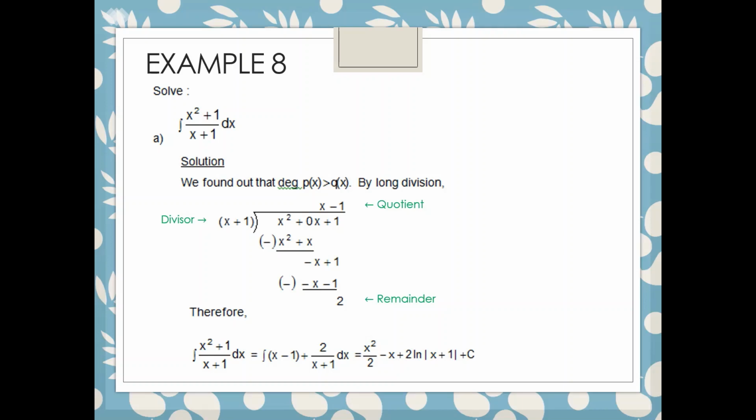After completing the long division, express the function as the quotient plus the remainder over the divisor. You will get x minus 1 plus 2 over x plus 1. Integrate these one by one. You will obtain x squared over 2 minus x plus 2 ln of x plus 1 plus c as the final answer.